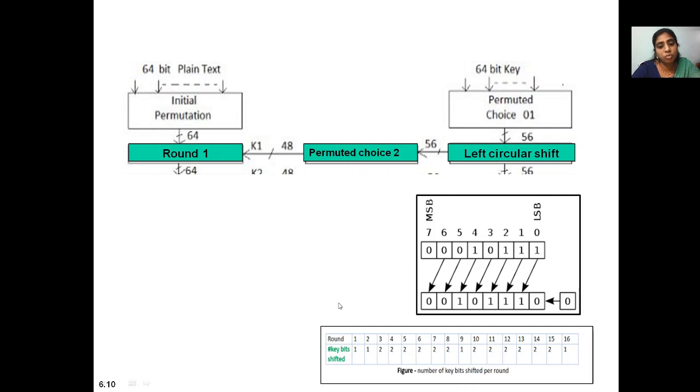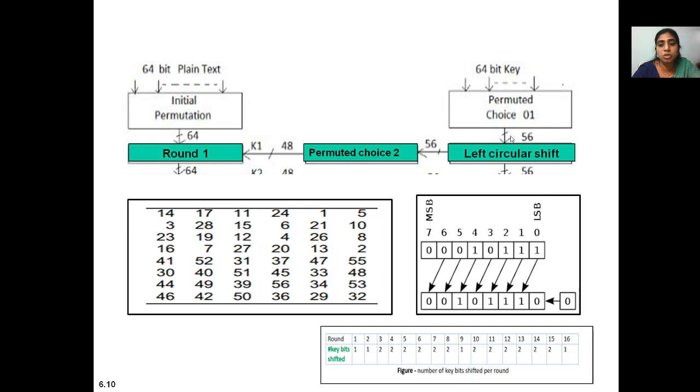Suppose it is round 1, then we shift the bits by only 1 bit. If it is the second round, then also we shift by only 1. If it is the third round, then we shift by 2 bits. Similarly, the 1 bit shifting applies to rounds 1, 2, 9 and 16, and in all other rounds we are going to shift by 2 bits. Once you have done the left circular shift, we get the output as 56 bits.